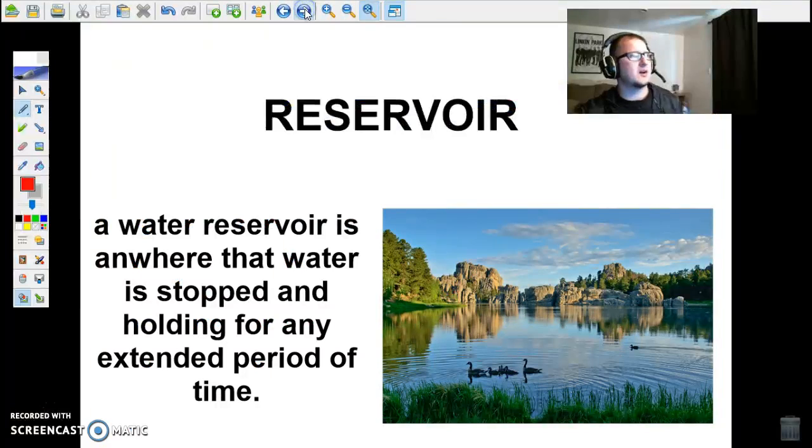Now if we continue along to reservoirs, a reservoir is anywhere that water is stopped for any extended period of time.